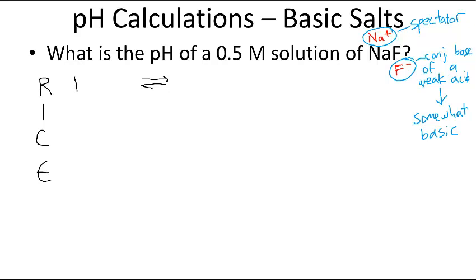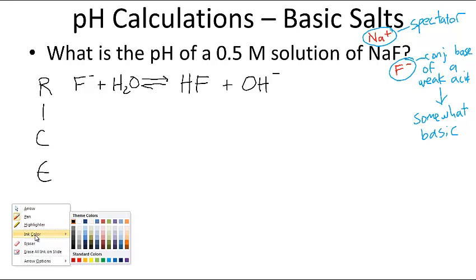Water. What we have is F minus can react with water to make HF and OH minus. So when you have a weak base, you always want to write the equation of base plus water makes conjugate acid plus OH minus. And so then the next mental step we need to do, now that we've written that equation, we need to know what its K value is. So I need to know what is the Kb value for F minus.